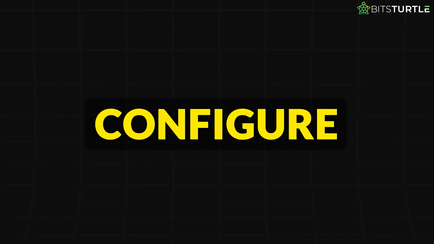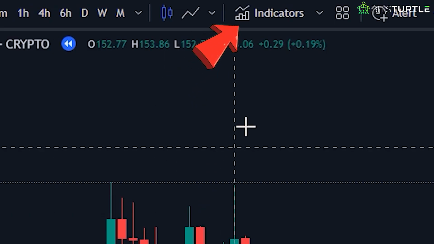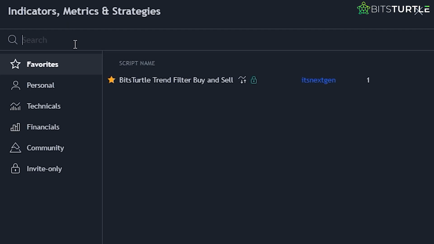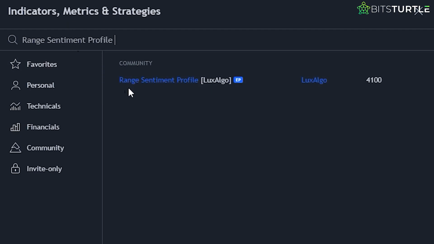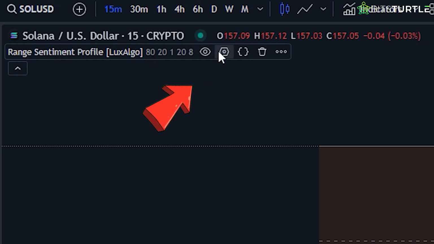How to add and configure the Range Sentiment Profile. First, head over to the Indicators tab at the top of your TradingView chart. Once you click on that, just type Range Sentiment Profile into the search bar. Look for the one made by LuxAlgo and add it to your chart. Now, let's tweak a couple of settings to make it work even better.